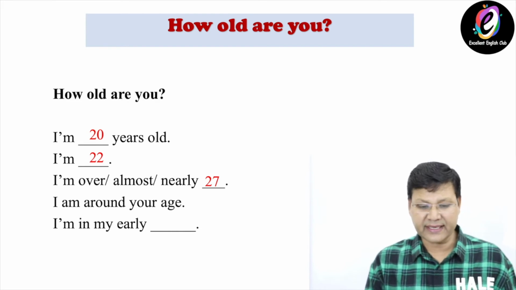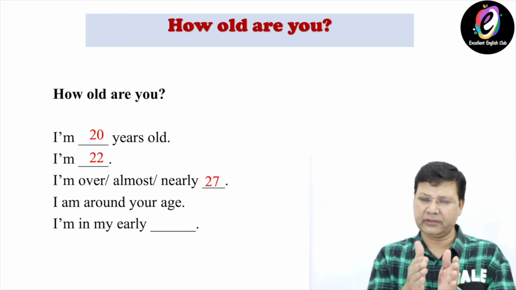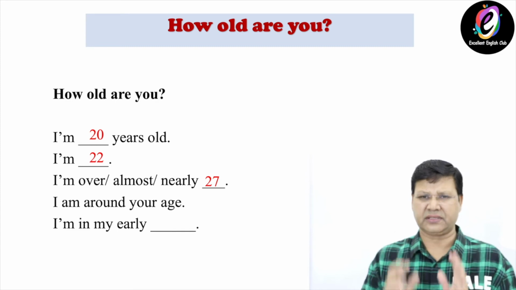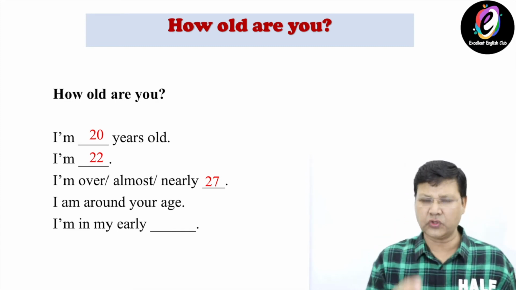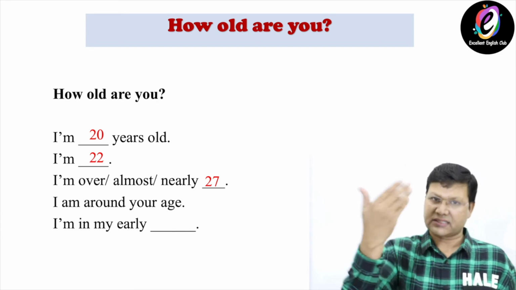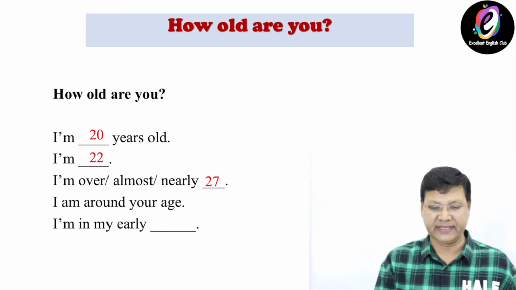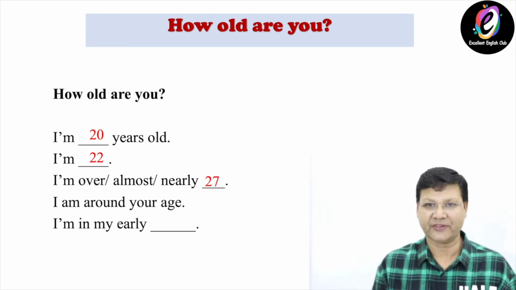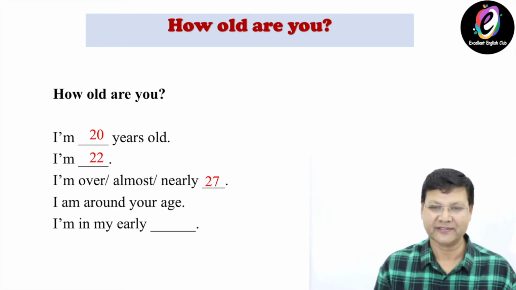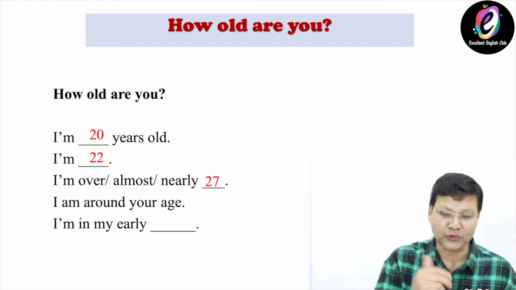Then another thing is that if you don't know even 27 or 26 or the rough idea, you can say that my age is just like your age. For example, you will say that I am around your age. Okay, I am around your age. Right? Now move to the last one.